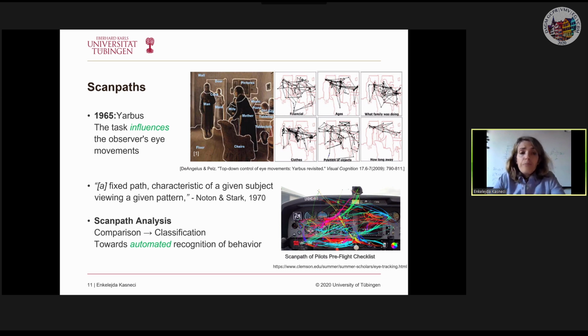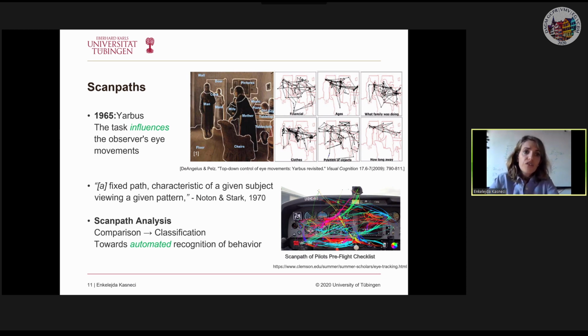This painting here was shown to different participant groups, and they were asked to perform different tasks. For example, they were asked to estimate the ages of the persons, and as you can see here from the scanpath, the visual attention is directed to the faces of the persons, right? They are asked to estimate, for example, the financial status of the family. So the visual attention will draw towards the objects on the scene.